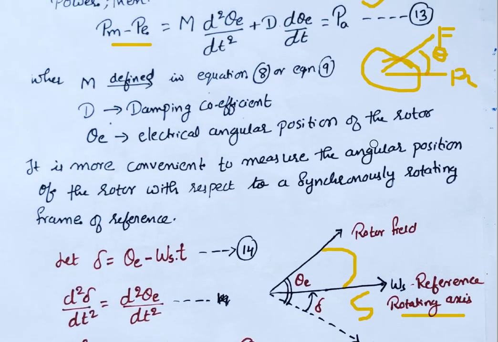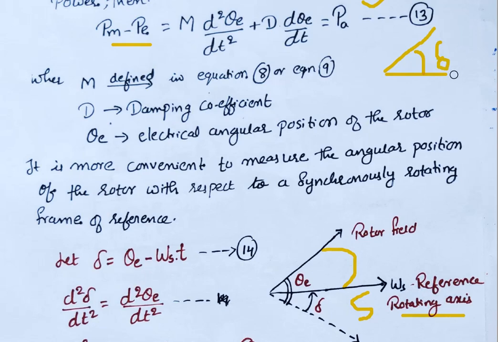So instead of keeping the reference stationary, we will move both simultaneously. So here is R and this is the rotor field. Instead of theta, take an angle like this. Now let's see, it is delta.